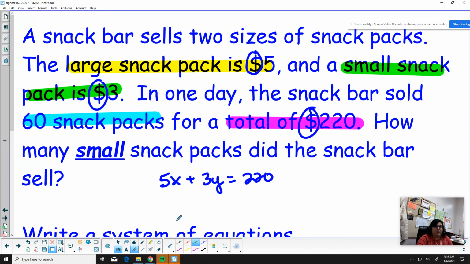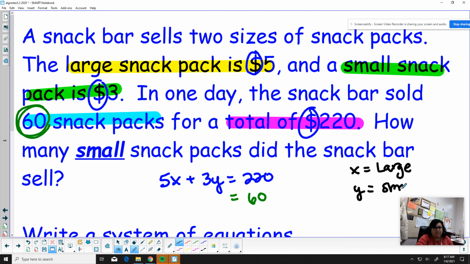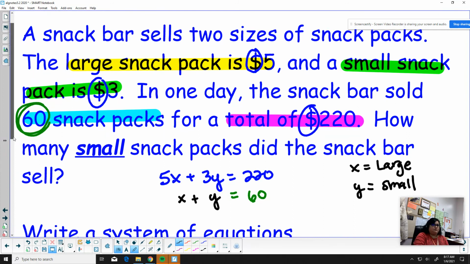Okay, the only other number I have that I haven't used is the 60 right here. So I know that's going to be a total because that's how many they sold in the day. So I know that x is large snack packs and y is small. I know that because up here, the large were $5 and the small were $3. So we sold some large, that's x, and some small, that's y. Okay, so now I have my equations set up. I can use substitution to solve.